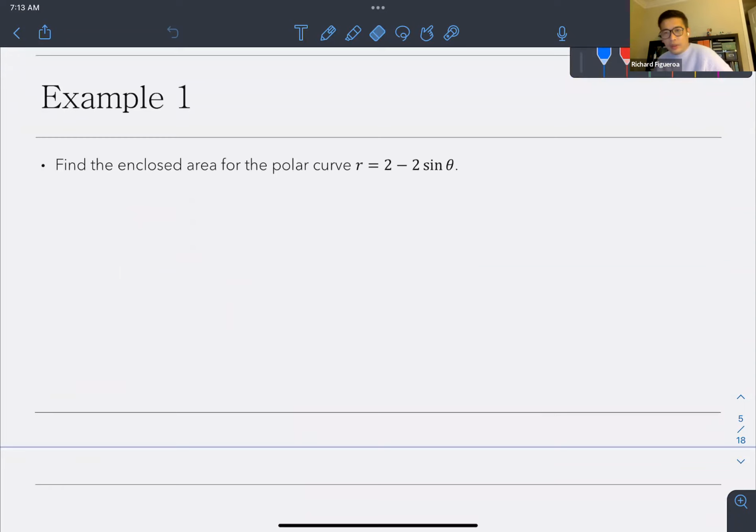So let's have our first example. Find the enclosed area for the polar curve r equals 2 minus 2 sine theta. Again, our first step here is to graph. You can graph this one using elementary substitution.